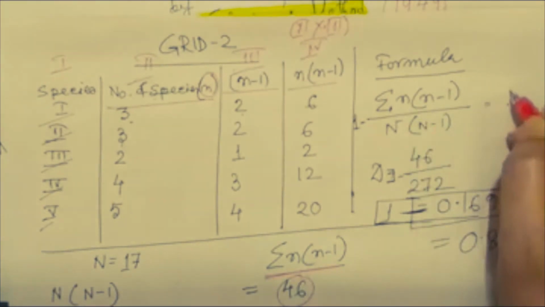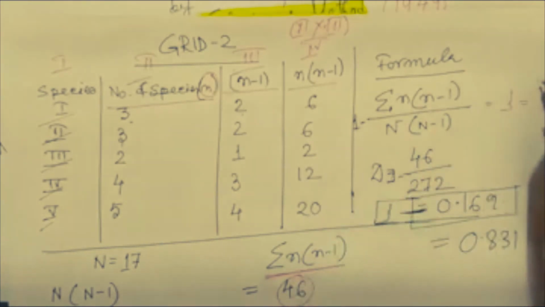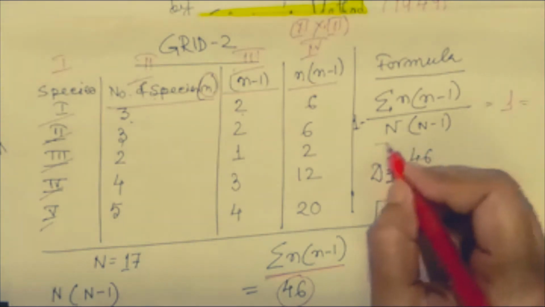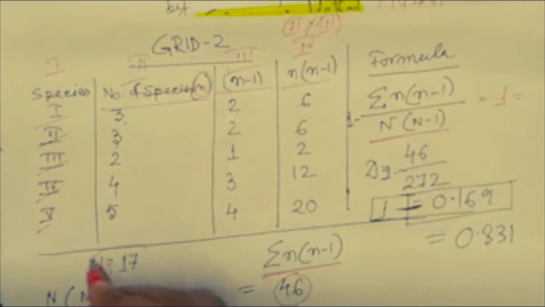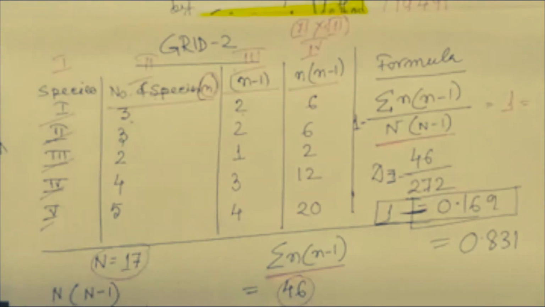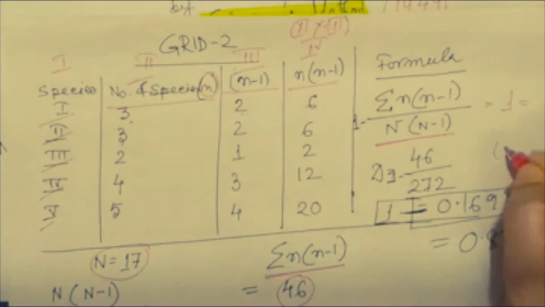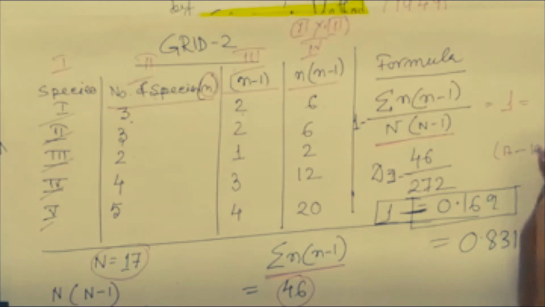So you can get the information, summation n into n minus 1, that is 46, and go for that calculation. Here the total number of spaces is 17. Now it may be equal to grid number 1 or may be different from the total number of spaces of the previous grid. So n minus 1 is 17 minus 1, that is 17 into 16. With the help of a calculator, 17 into 16, the value is 272.